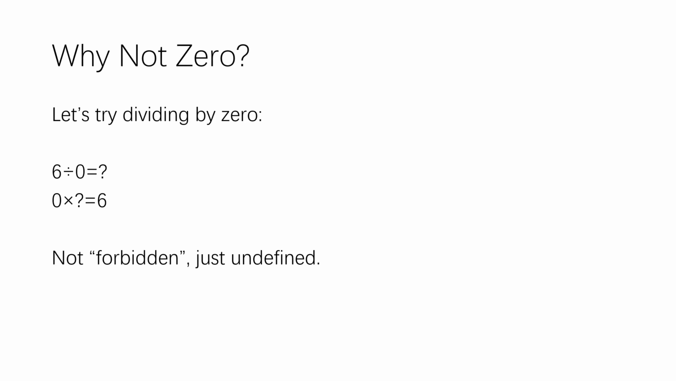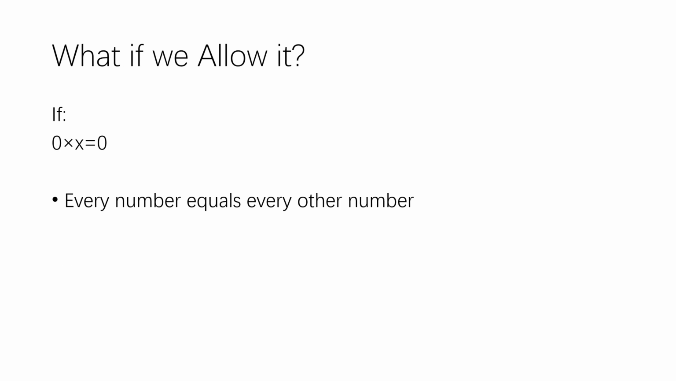But what if we allow it? Now here's where things break. If we pretend that division by zero does have a value, then this happens. Let's say 0 times x is equal to 0. This equation is true for every number x. So if we divide both sides by 0, we get x equals any number. That means 1 is equal to 2 and 2 can be equal to 100. Every number equals every other number.